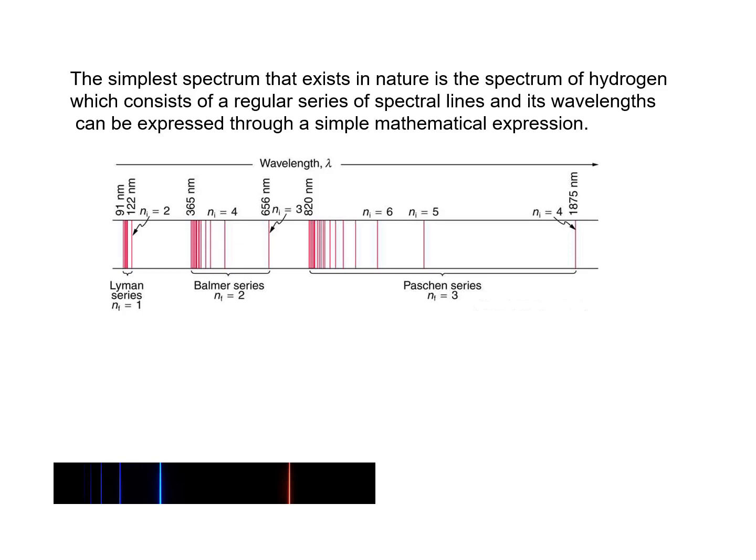To understand the radiative processes that occur within an element, we return again to the emission spectra. The simplest spectrum that exists in nature is the spectrum of hydrogen, which consists of a regular series of spectral lines, and its wavelengths can be expressed through a simple mathematical expression.